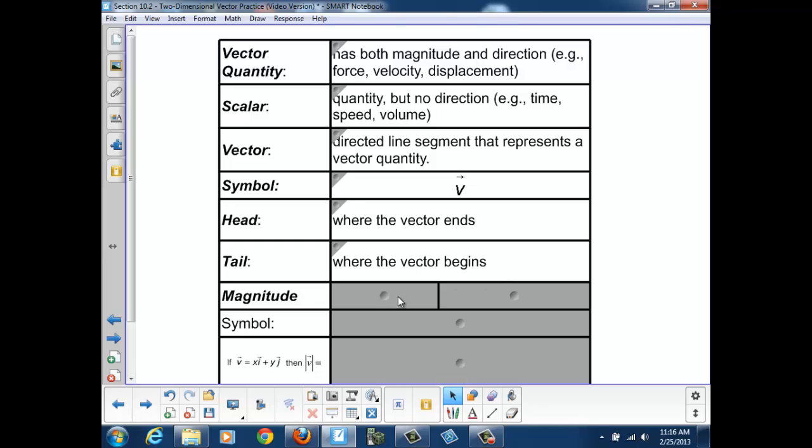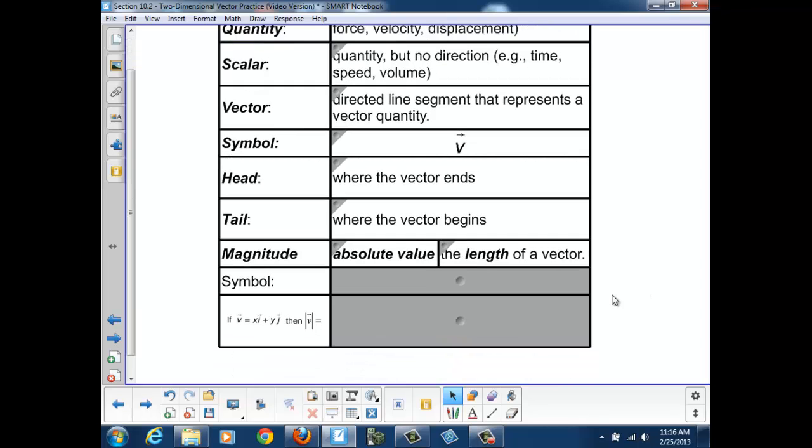The magnitude of a vector is also known as the absolute value or the length of a vector. So magnitude, absolute value, and length are synonymous. The symbol for the magnitude of a vector is the absolute value signs around the vector symbol.